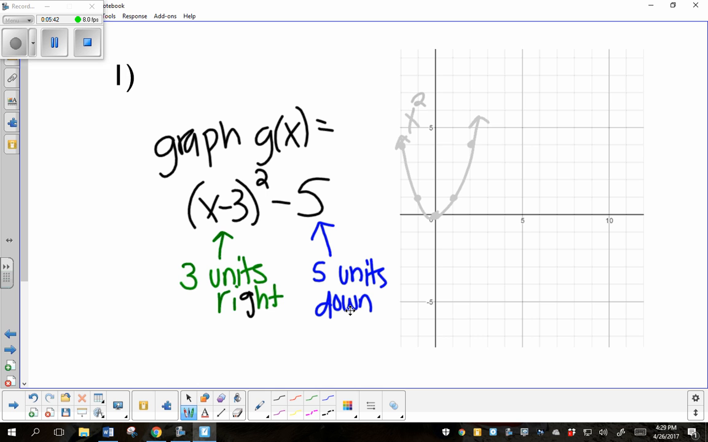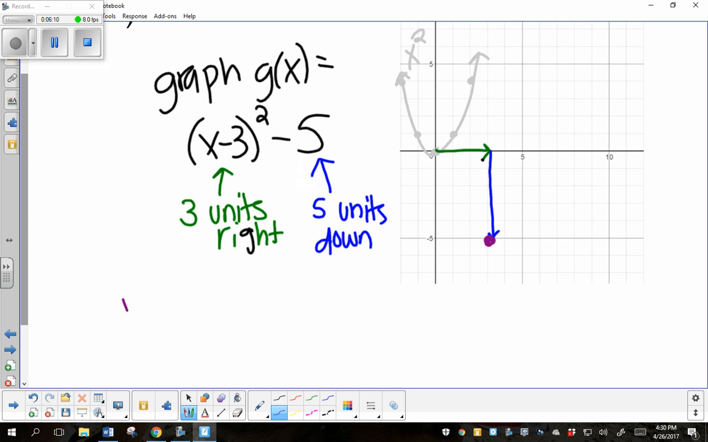So now all we're going to do is take that same exact graph, but we're going to shift it 3 units to the right and 5 units down. 1, 2, 3, 4, 5. So our new vertex is right here. So our new vertex is at 3, negative 5. And that's actually going to be part of this problem. I forgot to write it down. But we want to find the vertex, and it is at 3, negative 5.